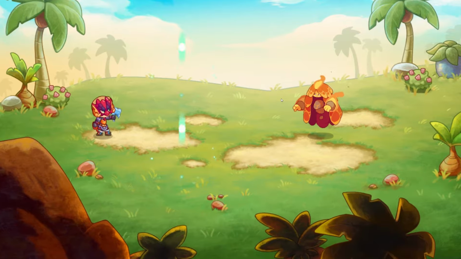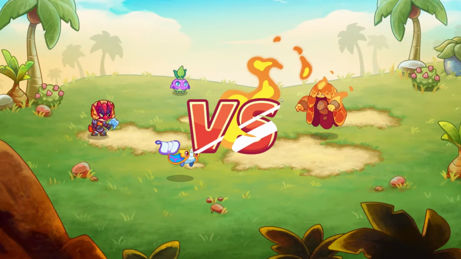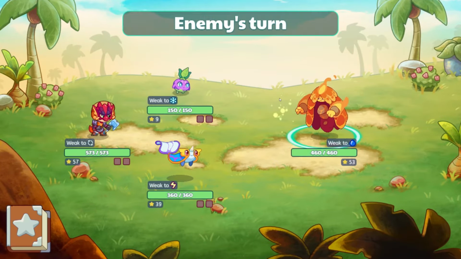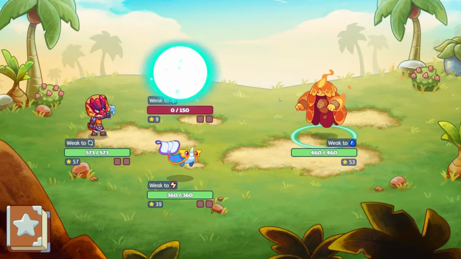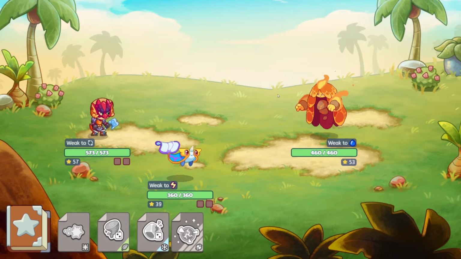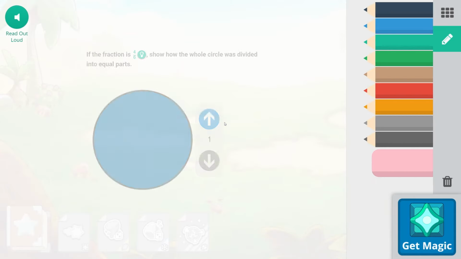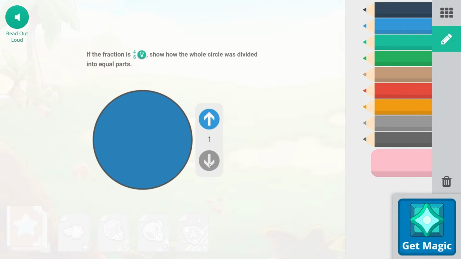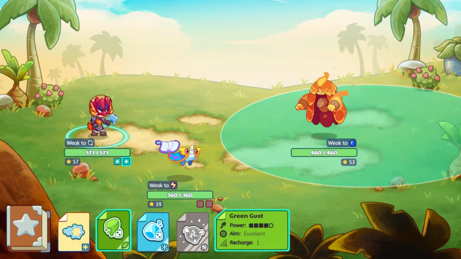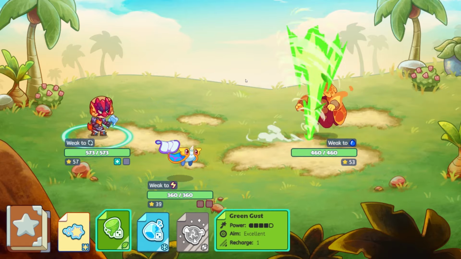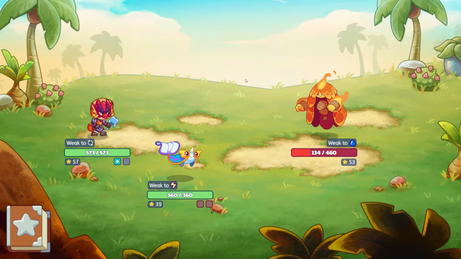Alright. Looks like we triggered the battle before the battle loaded, so we're doing it again. Not Saplet, no! All right, 4, 6. Yeah, 4, 6 would be how it was divided. There we go. Green Gust. Boom. Got a critical there. That's awesome.